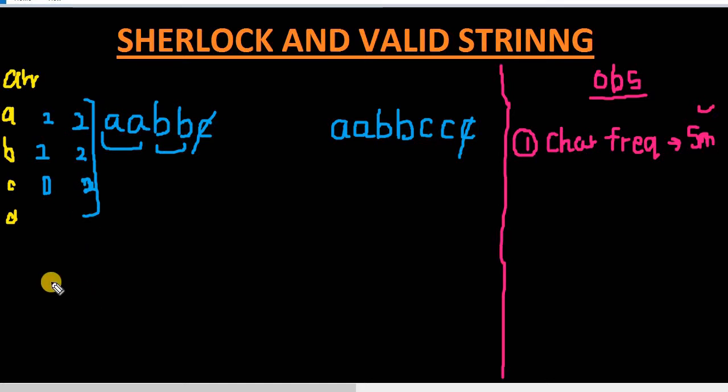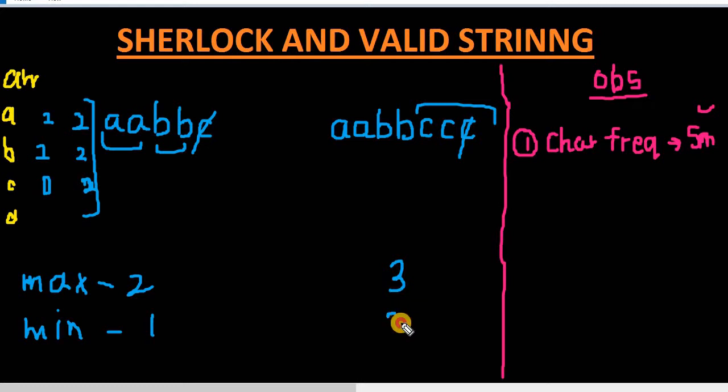What we can simply do is declare two values. Let's say one is max. The max value stores the maximum frequency for any character. In this case the maximum frequency was 2, and the minimum frequency for any character in the particular string will be calculated, and for this case it was 1, for C. Similarly for this case the maximum frequency was 3, that was for C, so I'll write 3 here, and the minimum frequency was 2.